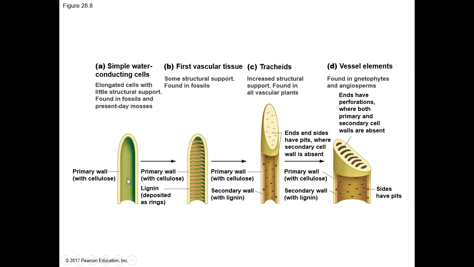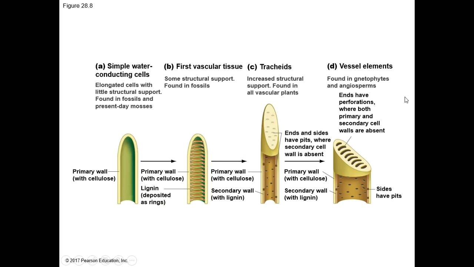So they had this very simple primary cell wall with cellulose, no secondary cell wall yet. We find this in fossils of old plants and also in the very simple present-day mosses. Millions of years later, we start to see the first vascular tissue becoming more complex. So now we've got some structural support in this, and we can better move the water. The increased structural support that's found in all vascular plants are these tracheids, and these have pits where now water can move from cell to cell, whereas we didn't have that in these initial ones.